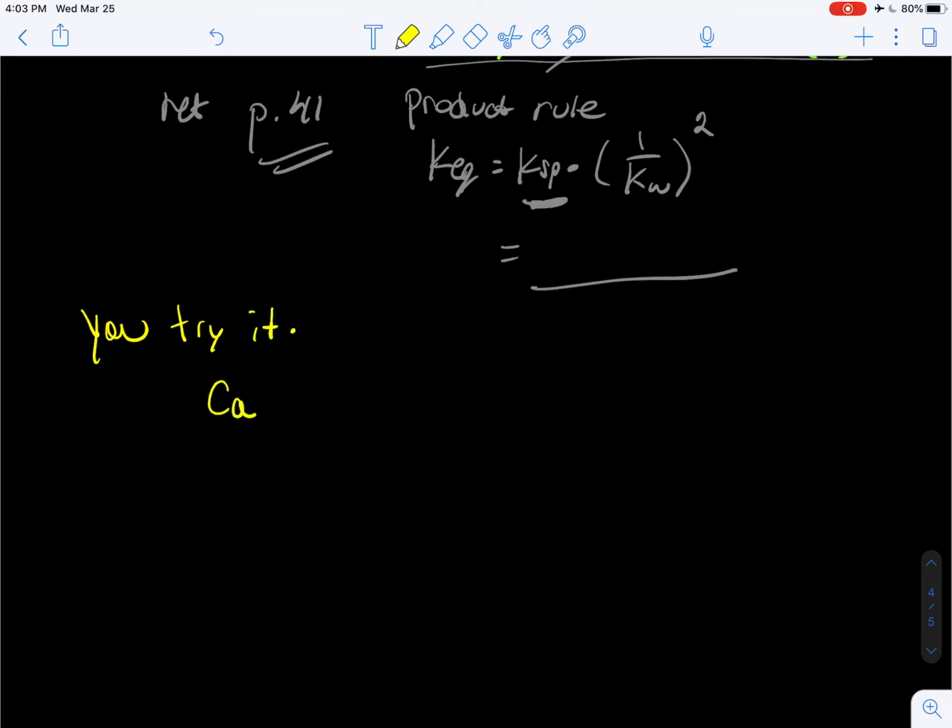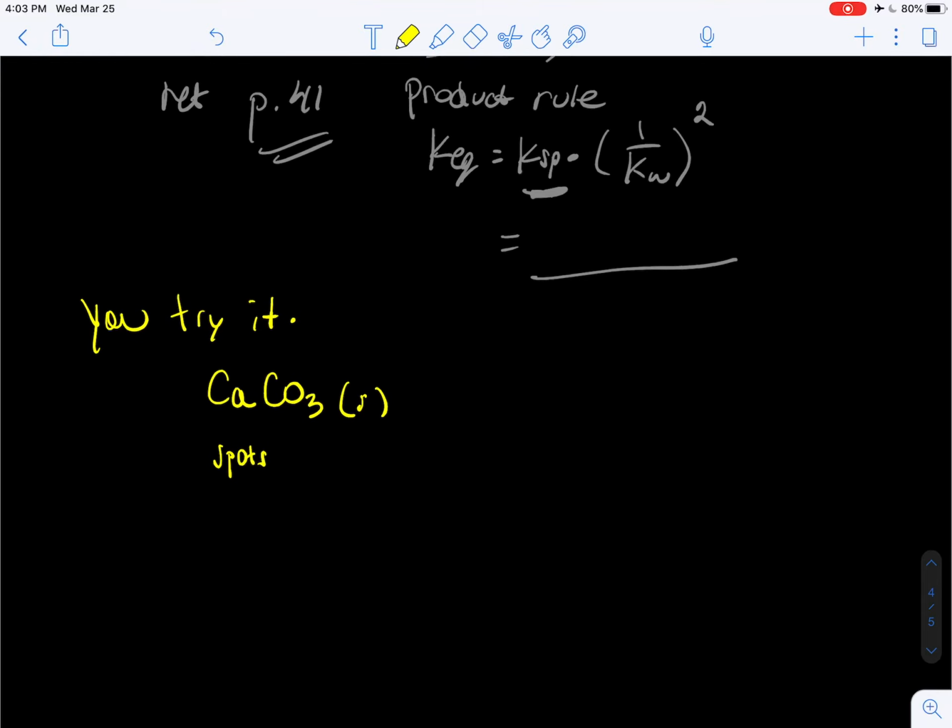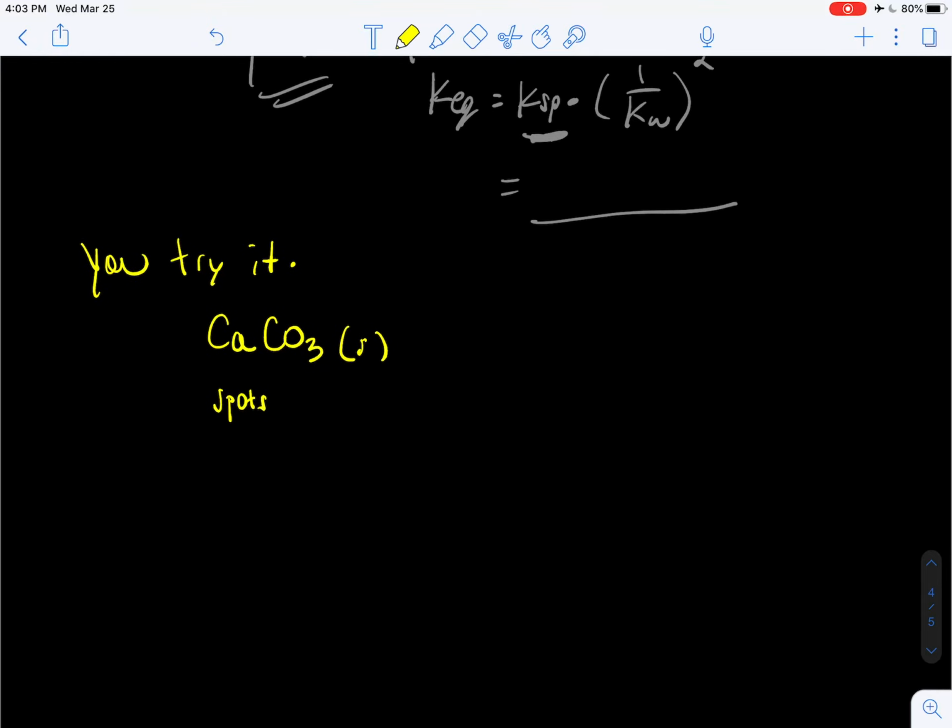Calcium carbonate is responsible for all these spots on glasses as they come out of dishwashers and scale that builds up in your coffee pot and things like that. And we know what the KSP is. It's calcium ion and carbonate. Okay? And we know that vinegar can clean this calcium carbonate off. It can dissolve it and make it new again. How does that work?